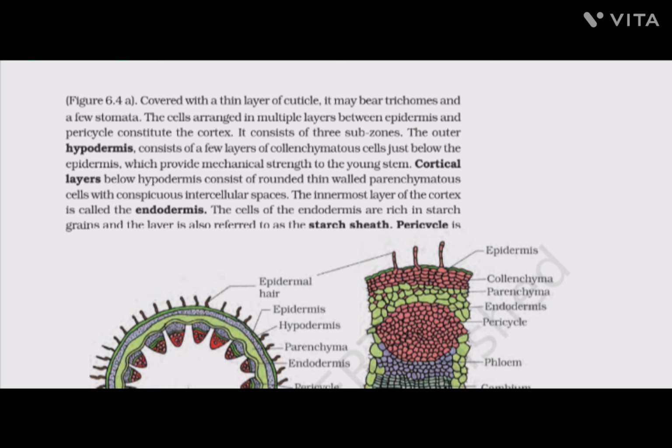The outer hypodermis consists of a few layers of collenchymatous cells just below the epidermis, which provide mechanical strength to the young stem. Cortical layers below hypodermis consist of rounded, thin-walled parenchymatous cells with conspicuous intercellular spaces. The innermost layer of the cortex is called the endodermis. The cells of the endodermis are rich in starch grains, and the layer is also referred to as the starch sheath.